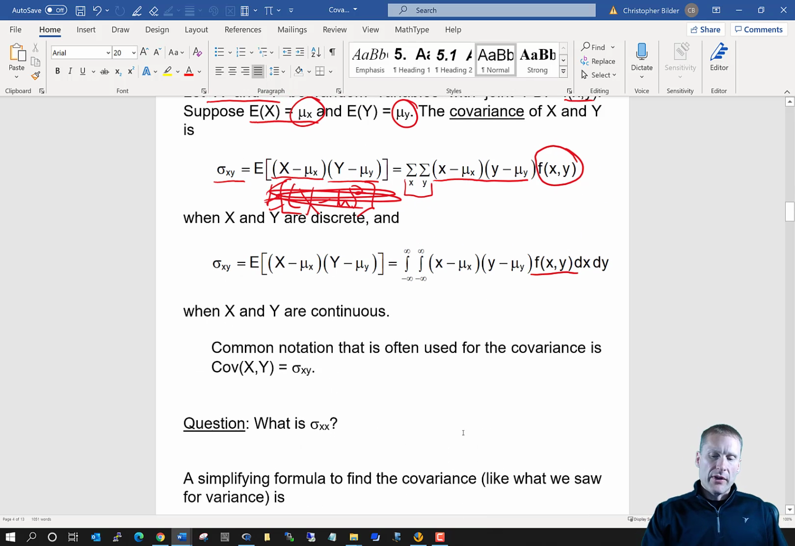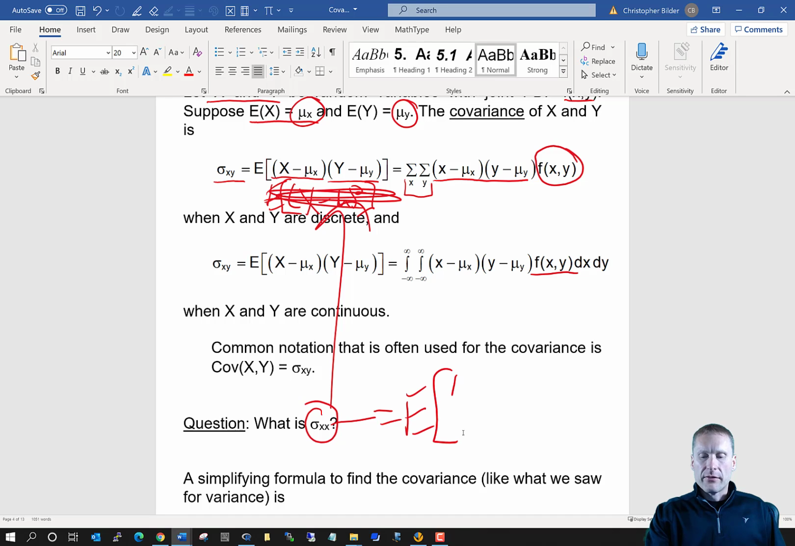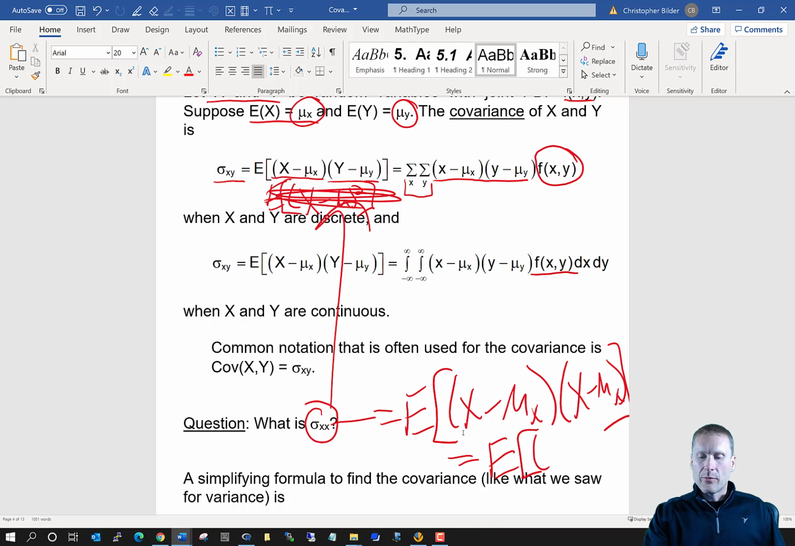So here's a question for you, given this definition of the covariance. Suppose you wanted to find the covariance of x and x. How would you represent it up here? And what would it actually reduce down to? Well, that would be the expected value of x minus mu x, and then again, x minus mu x. In other words, it is the variance that we've seen before. Of course, you could do the same thing with y to show that too.